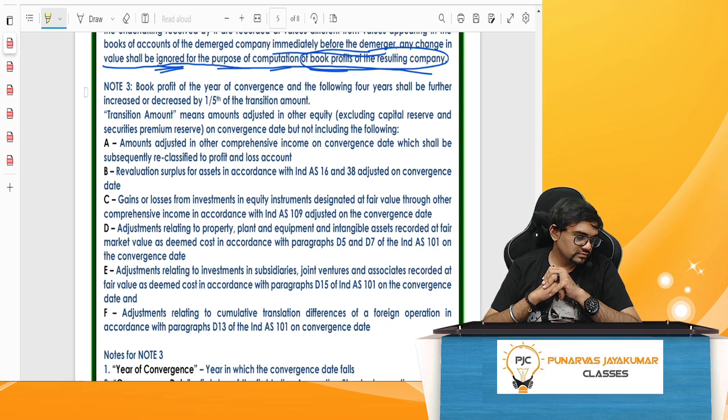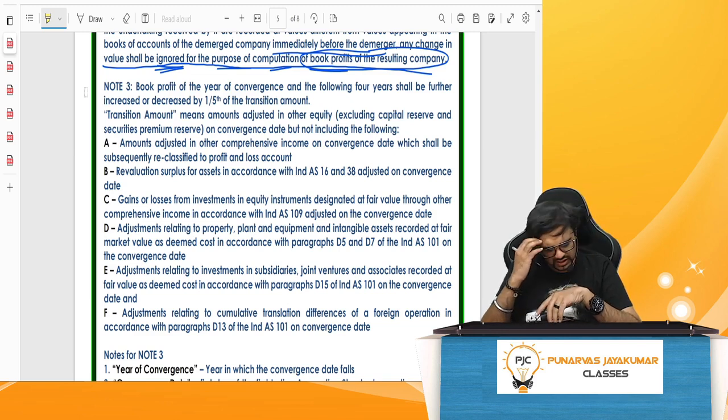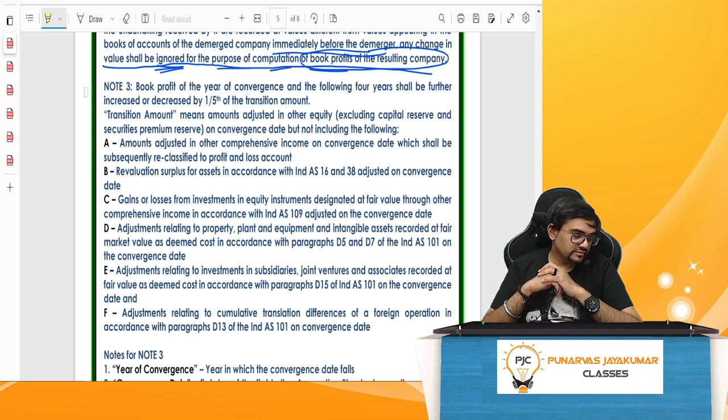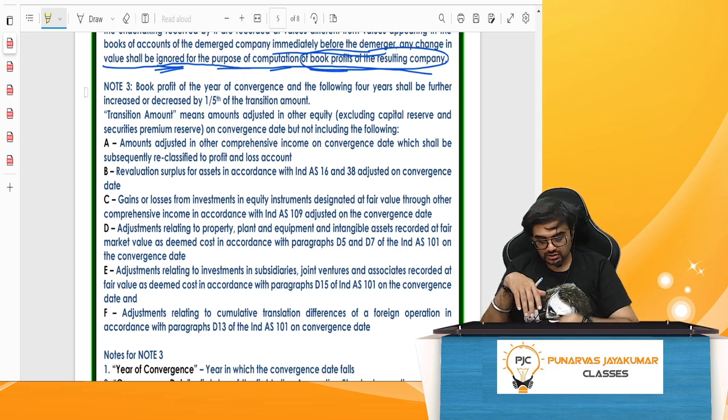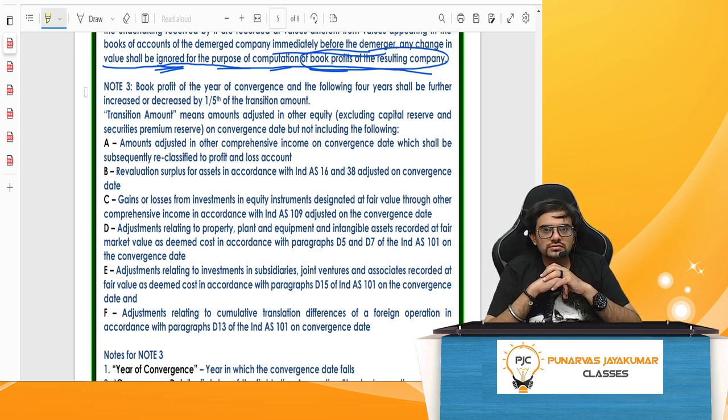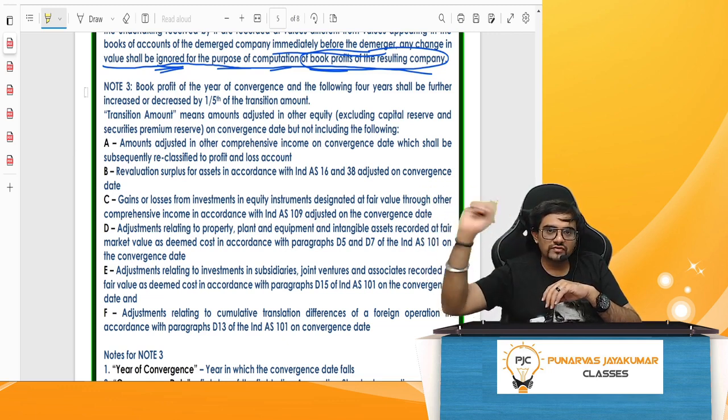Next point. From the transition amount, any foreign exchange fluctuation on account of revaluation of PPE, that is, we have discussed what PPE is, or revaluation of equity instruments, shall be excluded if they are included in the transition amount. Why? Because that is separately done only at the time of sale.